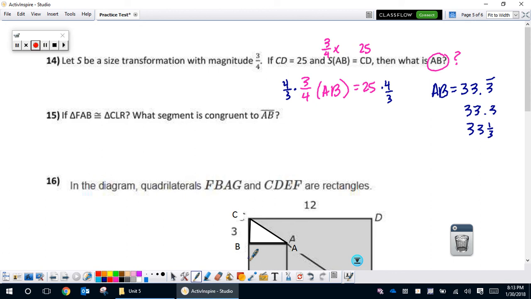Okay? All right, number 15 is an easy peasy one. Triangle FAB is congruent to triangle CLR. Just cross out that question mark. What segment is congruent to AB? Match up your letters. This would not get you full credit because that's not a segment, that's a distance. In order to get the full points, you'd have to have the segment symbol overhead.